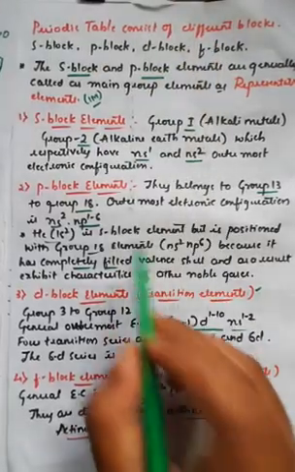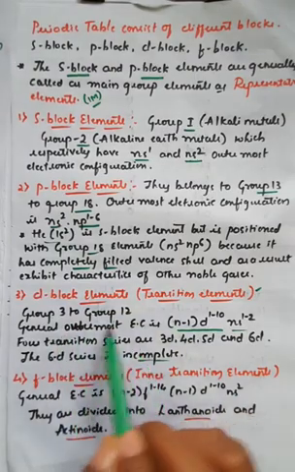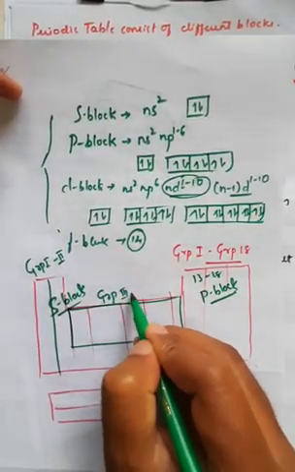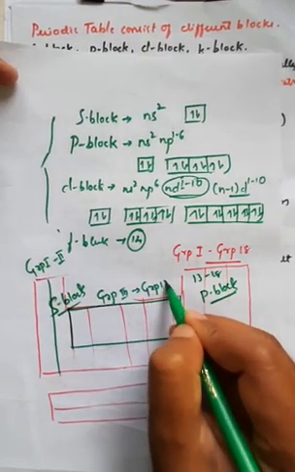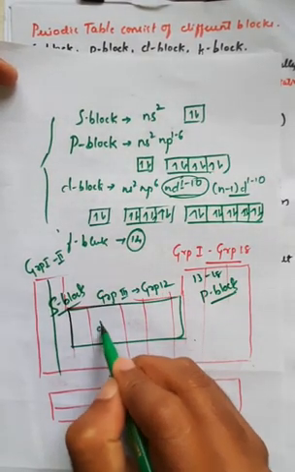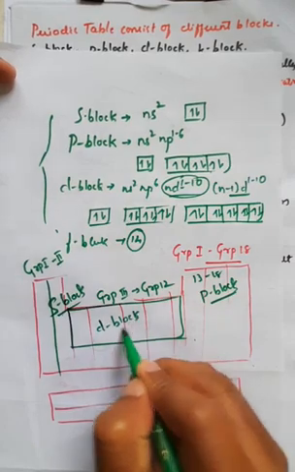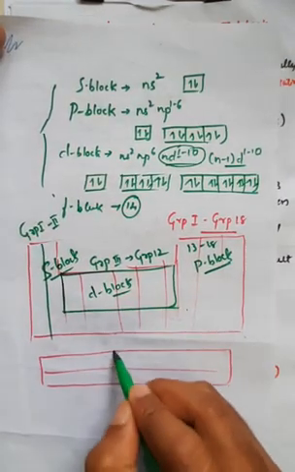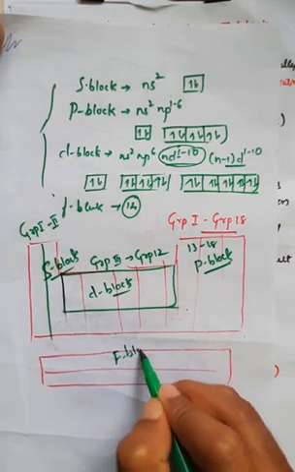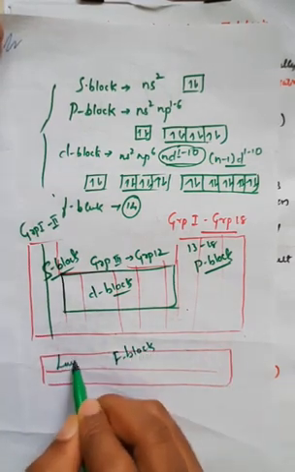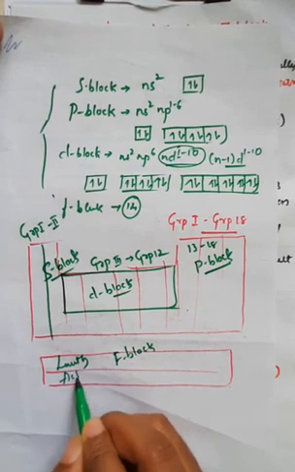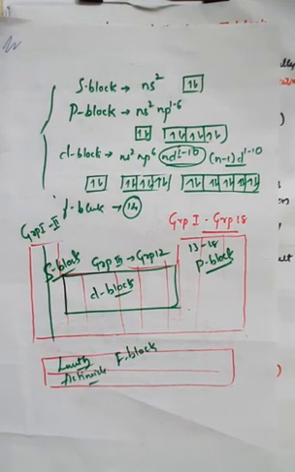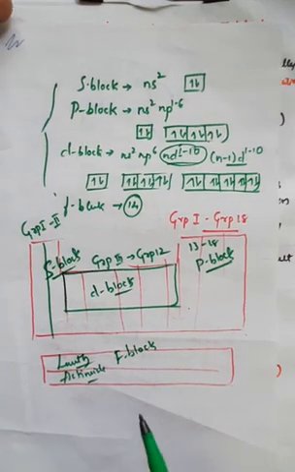the elements which are present in group 3 to group 12 are considered as D block elements. And the last one is the F block. This is F block, and it is called lanthanoids and actinoids. So this is the clear representation of the periodic table in the rough work.